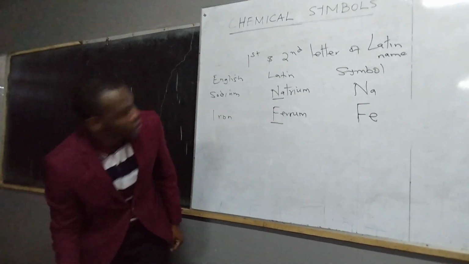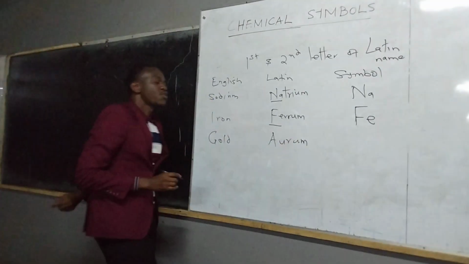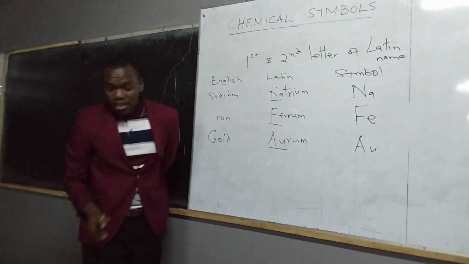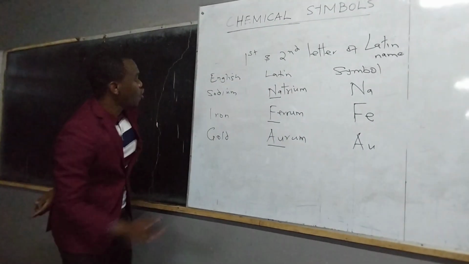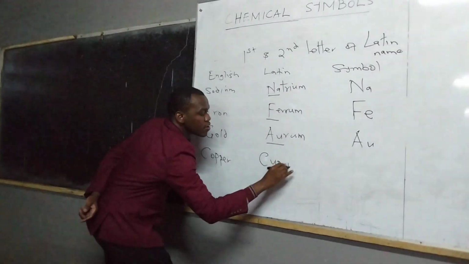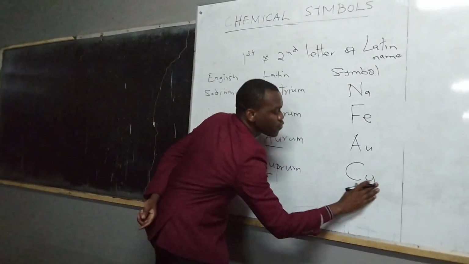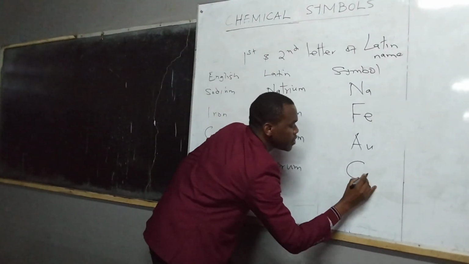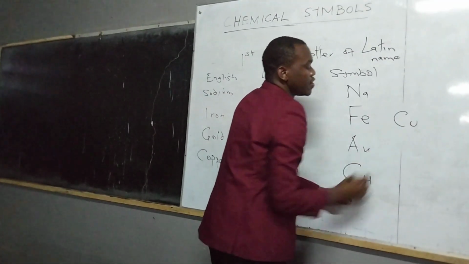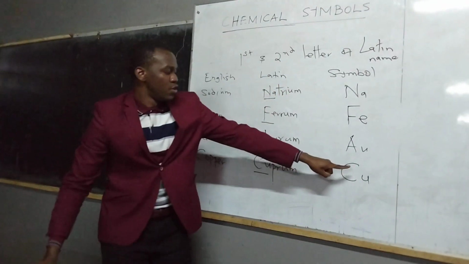And then another one we have is gold. Gold is aurum. We take the first two letters, that is Au. Then we have copper. The Latin name for copper is cuprum. So we take the first two letters, that is Cu. Remember for copper, that's where students mess up, especially the second letter, that is u. You can find at times some students writing it differently. That's not correct. It's supposed to be Cu, like that.